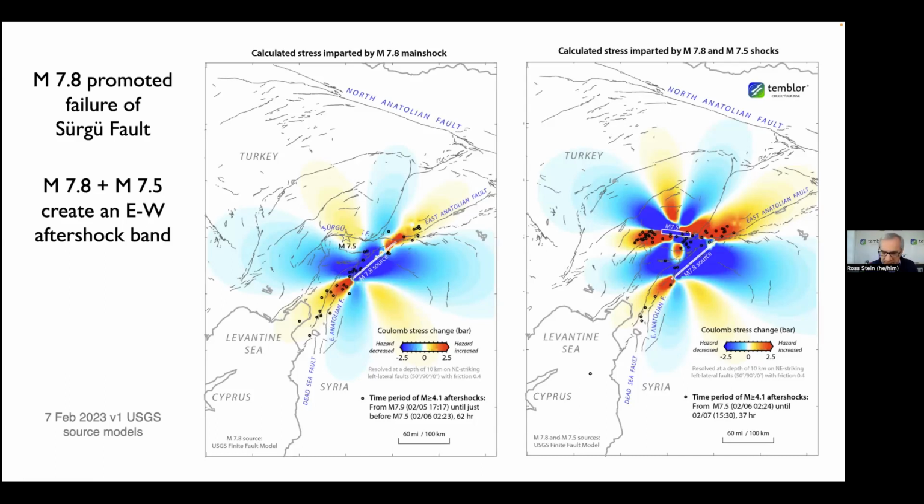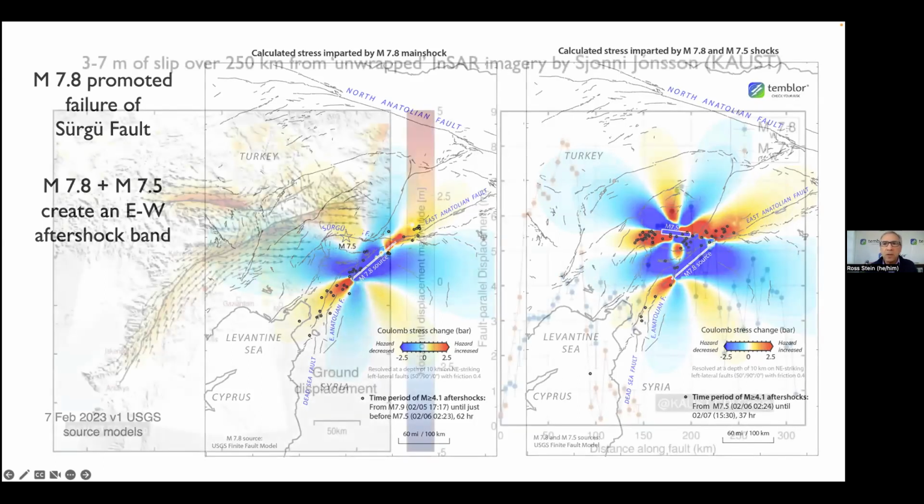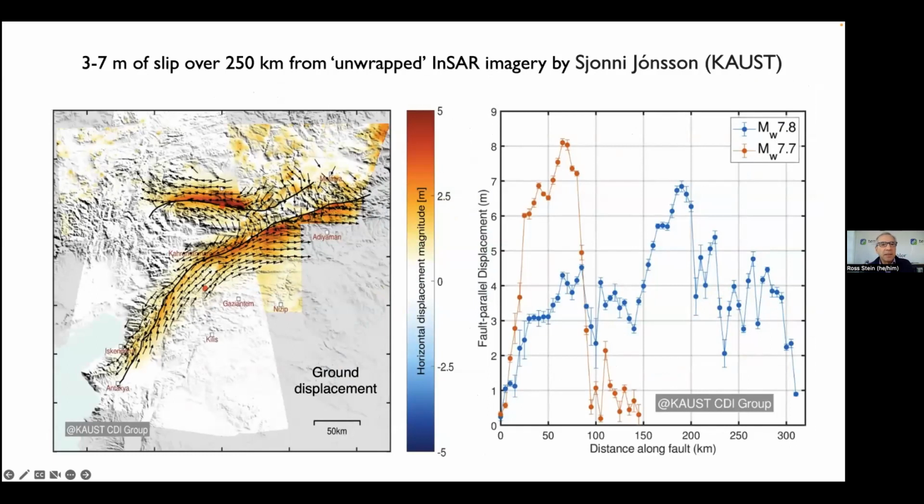Now, since the time these calculations were made, much more information has come in on the nature of the rupture. And so I want to show you that next. So this is work by Shoni Johnson at KAUST based on satellite radar interferometry. And you can see in much more detail the nature of the faulting and the amount of the slip. And seeing how much it slipped, let's say 5 or 6 meters over almost 300 kilometers for the magnitude 7.8, and 7 or 8 meters over about 100 kilometers for the magnitude 7.5, we can ask ourselves one crucial question.